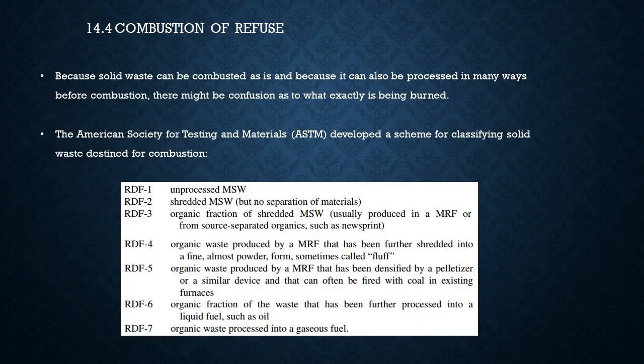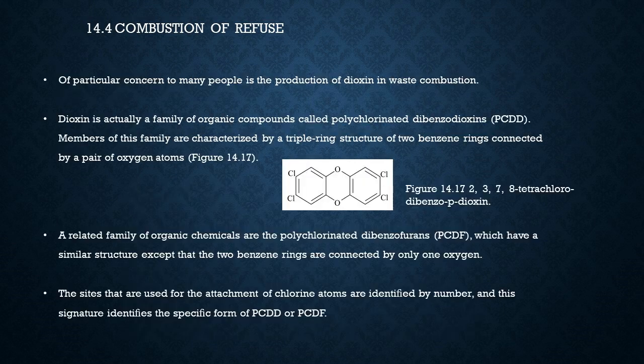Because solid waste can be combusted as is, and because it can also be processed in many ways before combustion, there might be confusion as to what exactly is being burned. The American Society for Testing and Materials, ASTM, developed a scheme for classifying solid waste destined for combustion. A particular concern to many people is the production of dioxin in waste combustion.